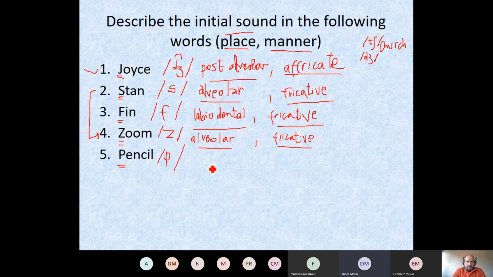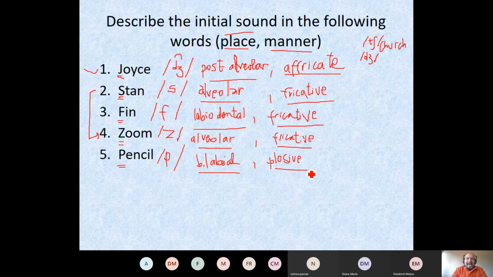In the lips, both. Exactly. Both in lips. How do we call this place of articulation? Bilabial. Wonderful. Bilabial. What about the manner? It's a plosive sound. Plosive sound. Wonderful. Perfectly said. It's a plosive sound. Excellent. You got it. All right.